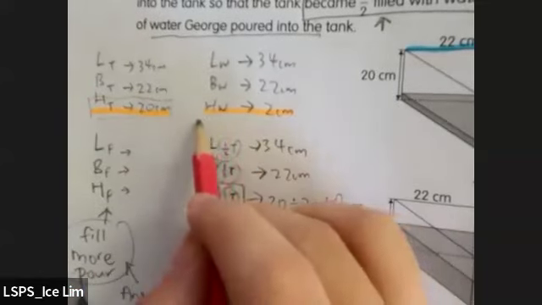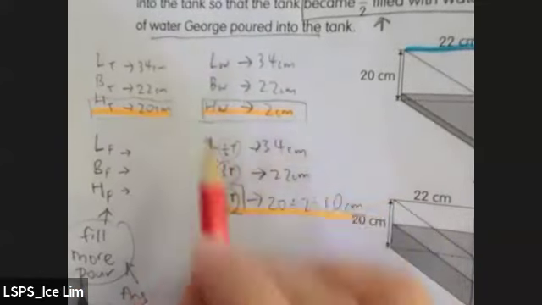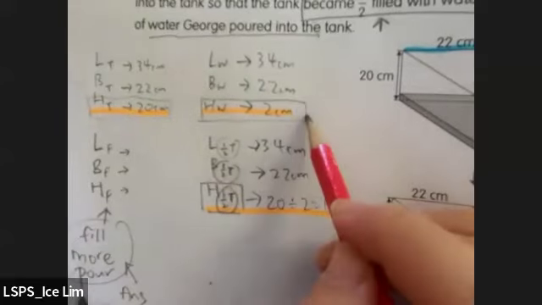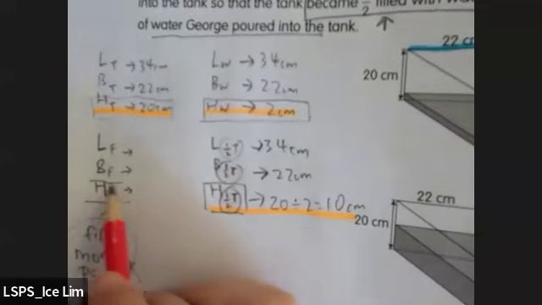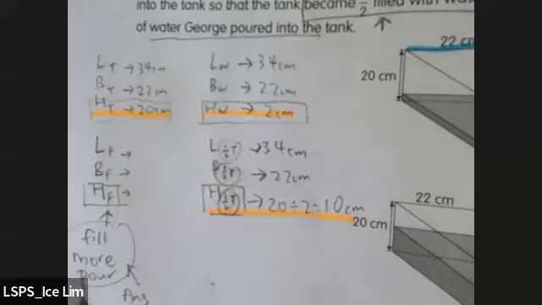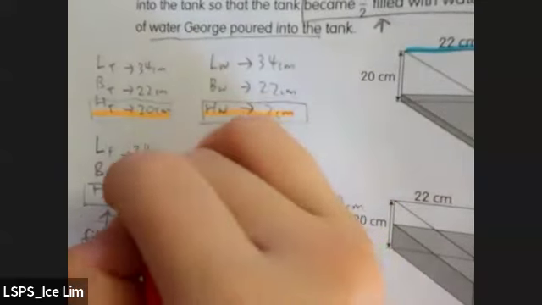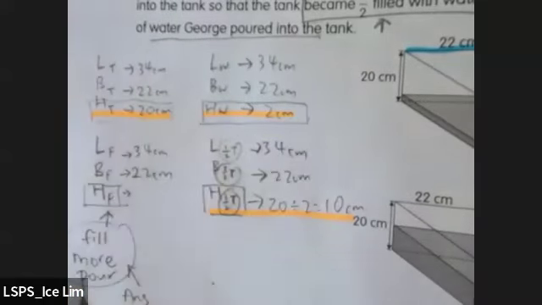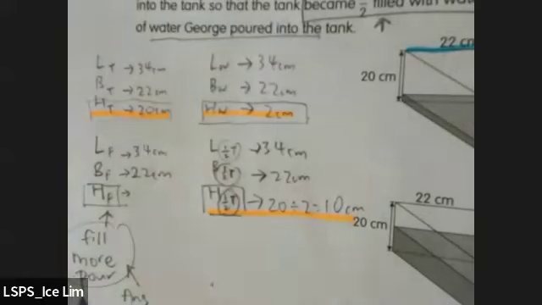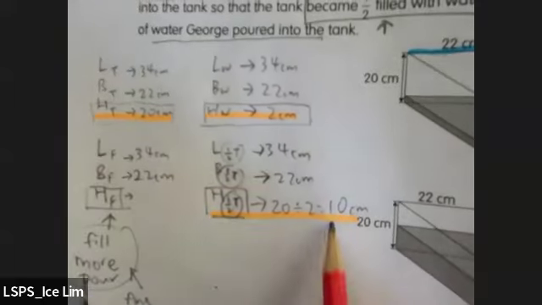At first, a bit of water is inside, the height is this. So how much height was filled? We agree this one, no need to care, it's still 34. This one also no need to care, it's still 22. So how long and how wide the water didn't change. It's just the height. So how much did the height change?